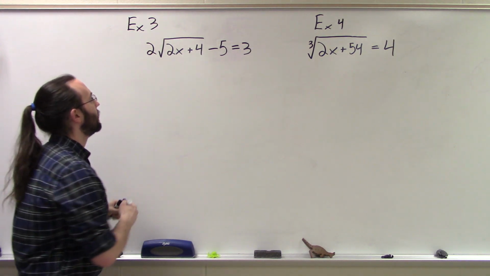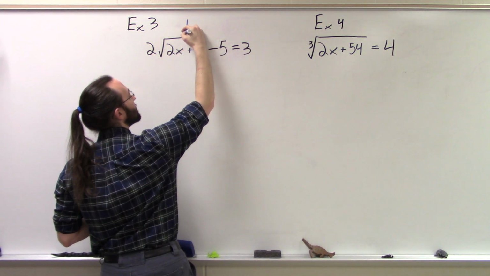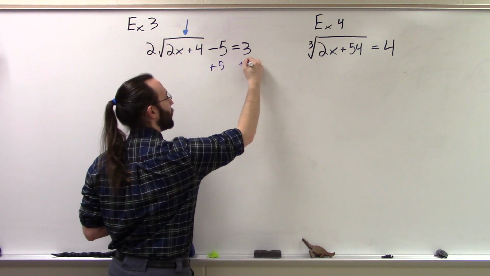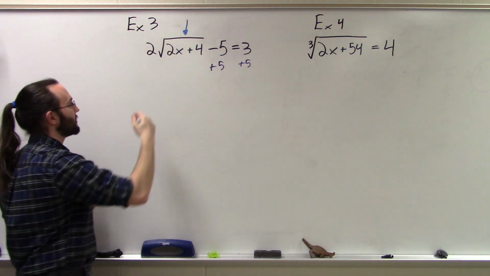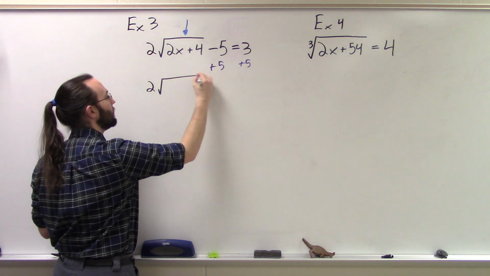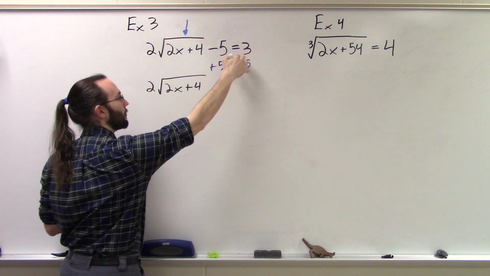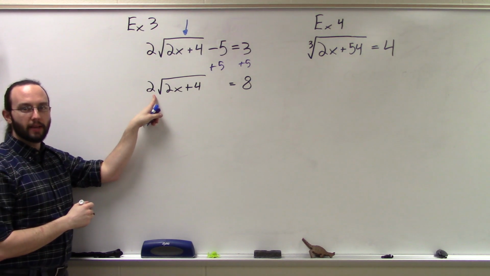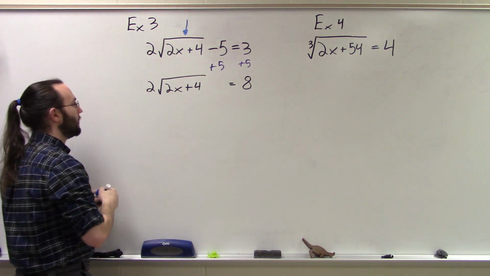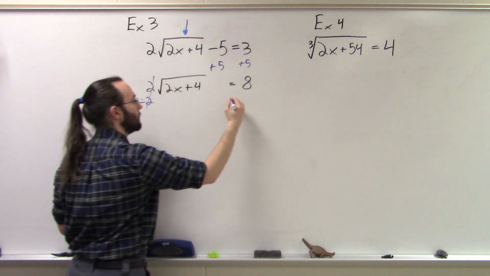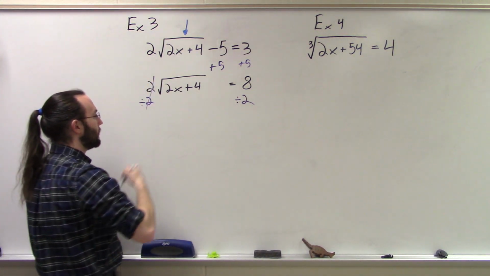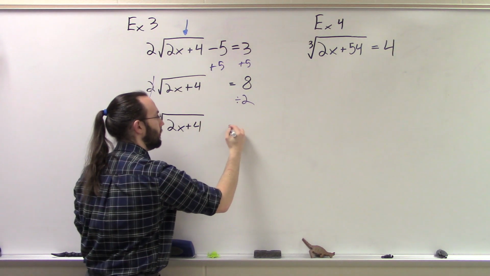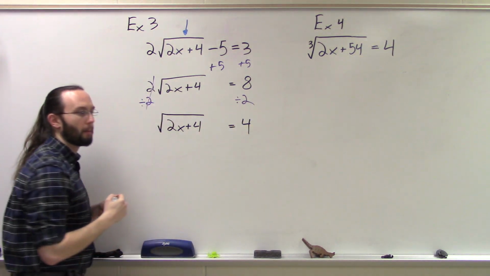So taking a look at 3, in order to isolate the radical, in other words, get it by itself, we still need to get rid of this minus 5. So we can add 5 to both sides, and then eventually we'll divide by 2. I'll do that as 2 separate steps and show all the work here. 3 plus 5 will be 8. And then to get rid of this times 2, the opposite of times 2 is divide by 2. So dividing both sides by 2 will isolate the radical. So that's very much like the previous example. 8 divided by 2 is 4.